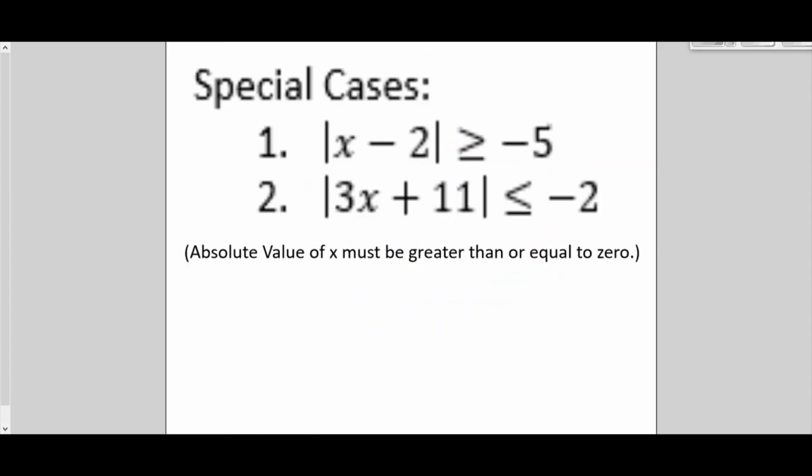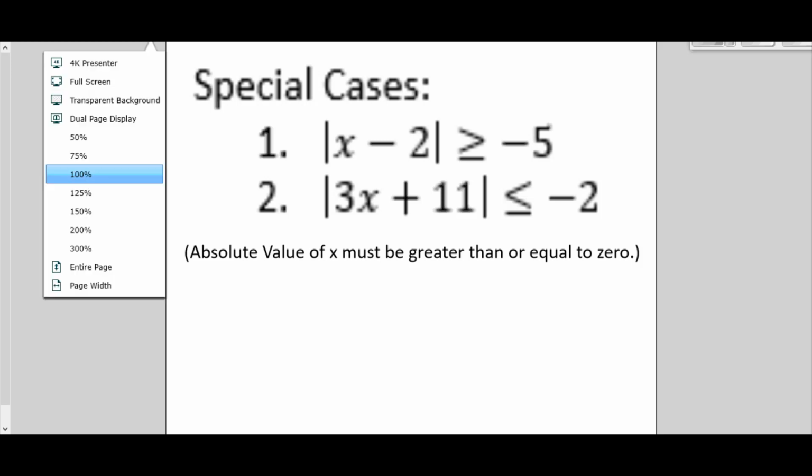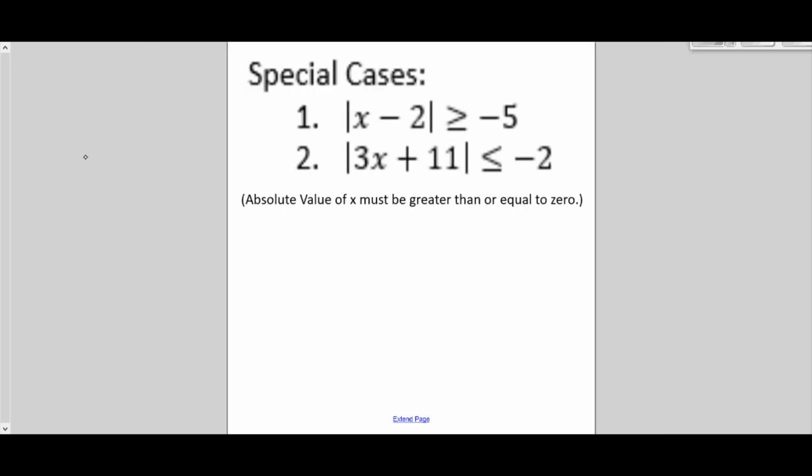So there's two special cases that we get when we work with absolute value inequalities. So the first special case is absolute value of x minus 2 is greater than or equal to negative 5. So when you think about this for a minute, we said previously that absolute value is always positive. In other words, I would like you to write this fact below these two special cases. So here's a fact. Since absolute value is always positive, that means absolute value of x is greater than or equal to 0. It's always got to be positive, right?